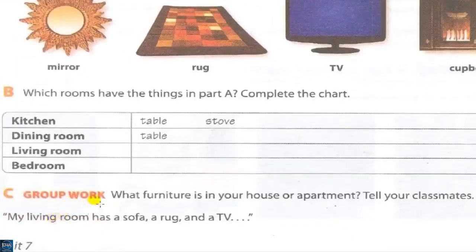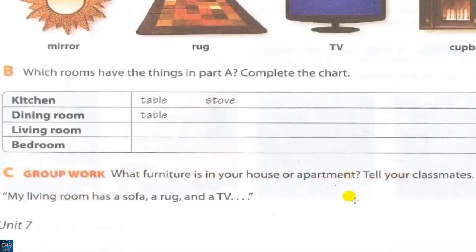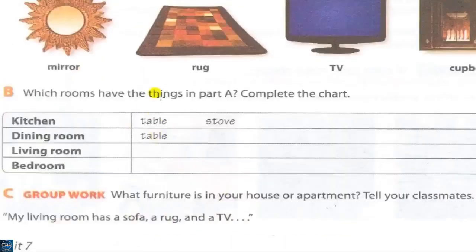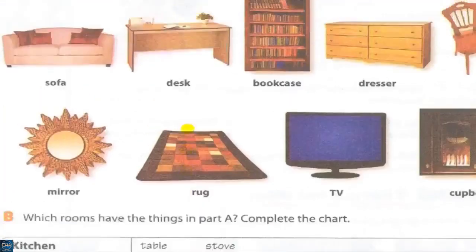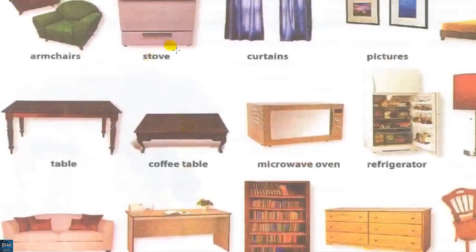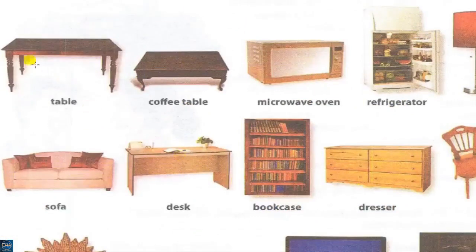Group work. What furniture is in your house or apartment? Tell your classmates. Tell your friends about the furniture in your house. My living room has a sofa, a rug, and a television. My bedroom has a bed, a mirror, a rug. My kitchen has a stove, refrigerator, and table.